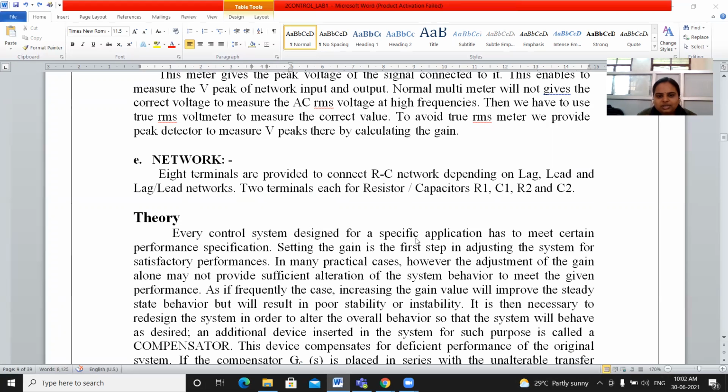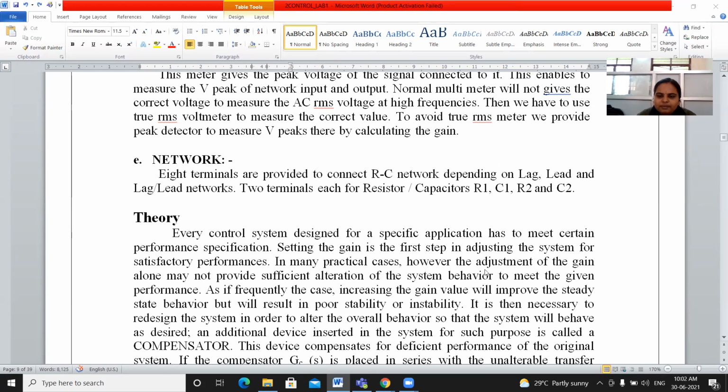Every control system is going to be designed based on a specific application where it is necessary that the stability and also the reliability should be considered when designing our control system. With that, it has to meet certain performance specifications. Then setting a gain. The main importance of taking the lead lag network is that the gain is adjusted in a proper way. Setting the gain is the first step in adjusting the system for satisfactory performance.